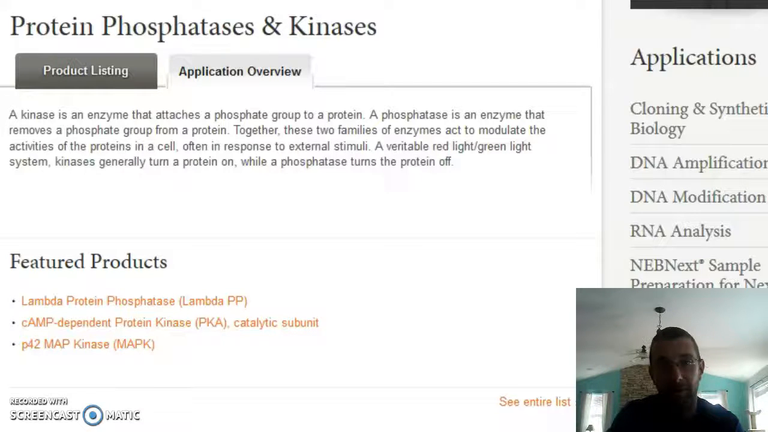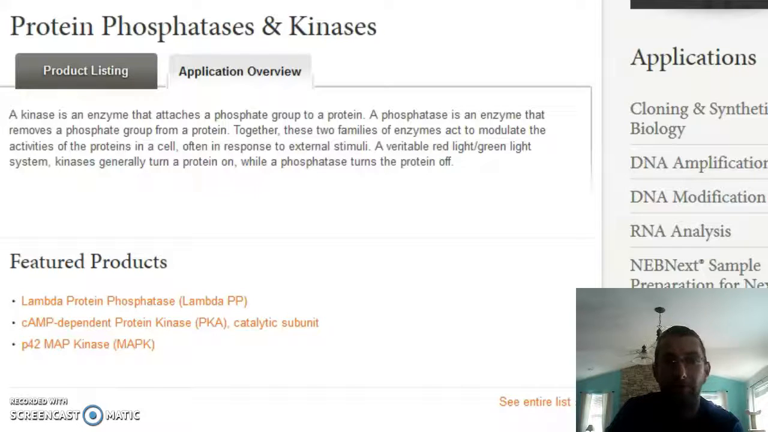Phosphatases and kinases just involve phosphate groups getting added to, in the case of kinases, or removed from, in the case of phosphatases, biological molecules. Sometimes that is for cell signaling, and sometimes it can be involved for some energy components as well. We'll see some of these come into play in our next unit when we deal with cell signaling and cell membranes. But I thought this would be a good example for us.